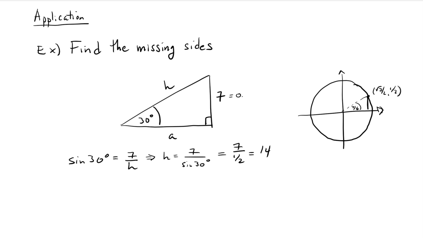And then we need the cosine. For the cosine, we have two options. I could use a trig function that involves A and 7, so the opposite side and the adjacent side. What trig function would that be? Yes, that would be tangent. So I could use tangent, or I could use the Pythagorean identity. Of course, I could also use cosine because now I also know what H is. Using A and H for cosine would work.